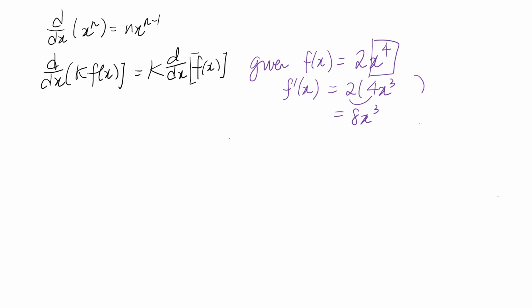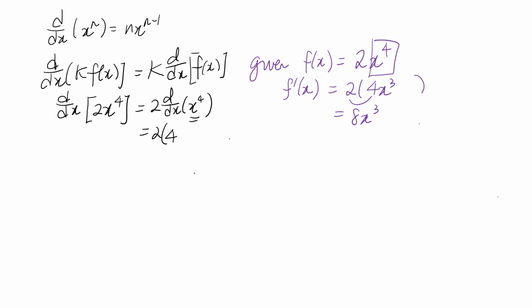Okay? So here what it means is that you differentiate 2x to the power of 4. You just take out your 2 and then you differentiate x to the power of 4. So you differentiate x to the power of 4, you get 4x to the power of 3. And you get the same answer. Okay? We can extend this knowledge further, extend it to something like this.